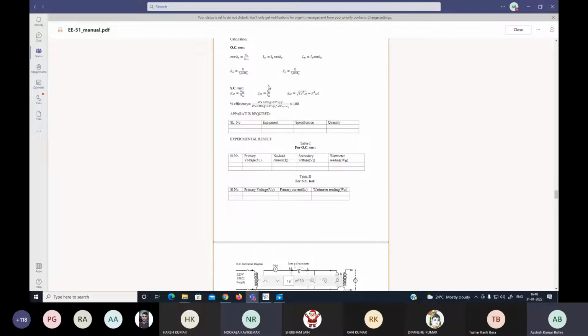Based on that, now you know everything: V1, I0, cos phi naught, I0 sin phi naught. So you can calculate R0. After that, you can calculate X0 also. Please calculate within these 2-3 minutes.